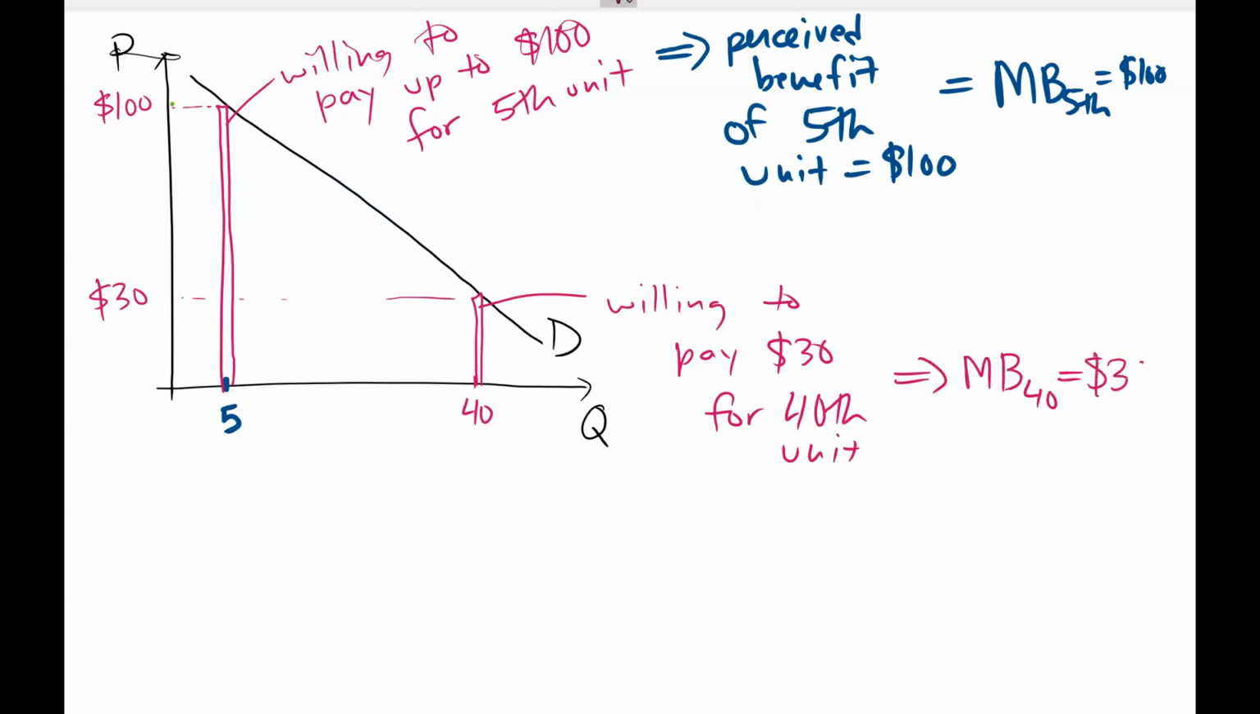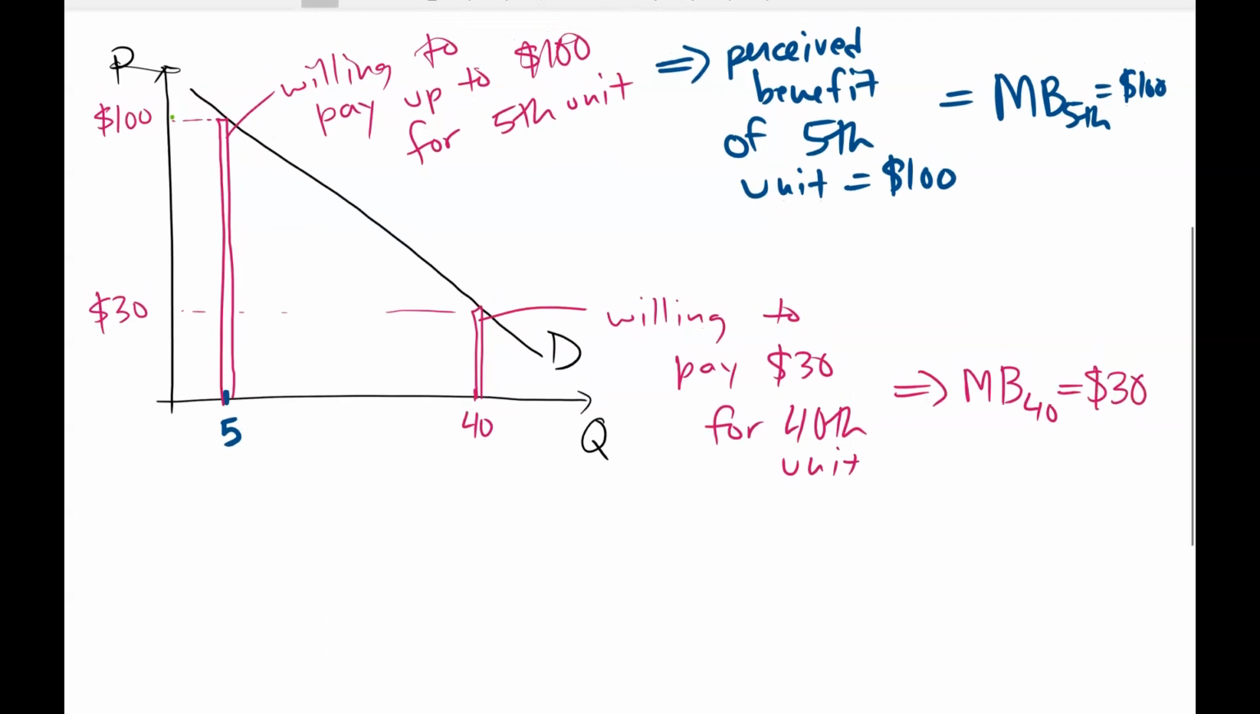Okay, so we are adding two things to what we did before. First thing we're adding is this willingness to pay idea. And the second thing we're adding is connecting this to the marginal benefit. So often you'll see the demand curve also labeled as a marginal benefit curve. It's a willingness to pay and a marginal benefit curve.